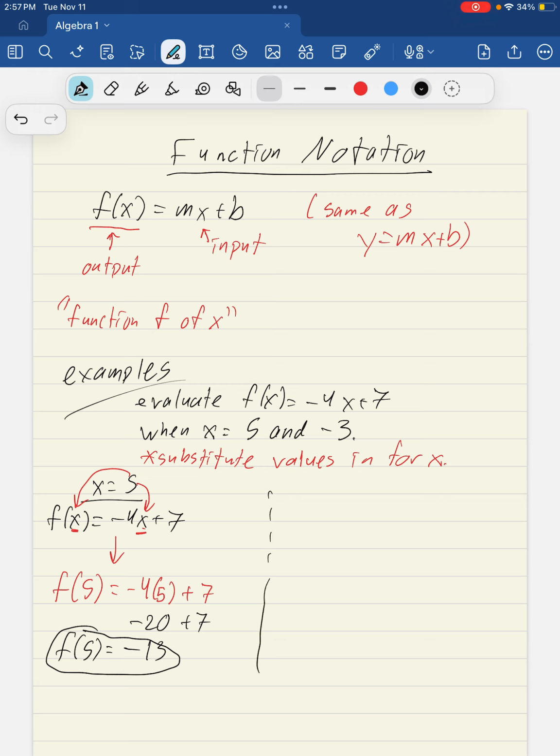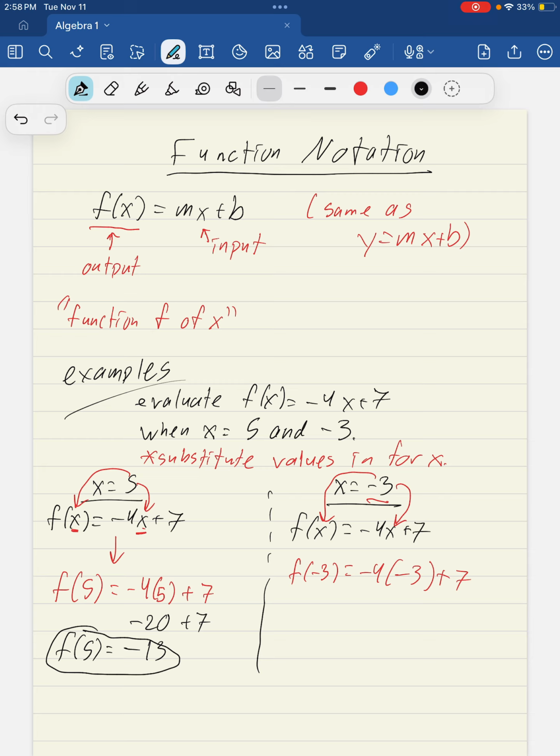Now I do a second problem with the second value. So I write x equals negative 3 over here, and I do the same thing. I have my f of x equals negative 4x plus 7, and all I do is I take my negative 3, remember your sign, and I put it in for my x's, both of them. So I write f of negative 3 equals negative 4 times negative 3 plus 7. And now I just solve the right side of that equation.